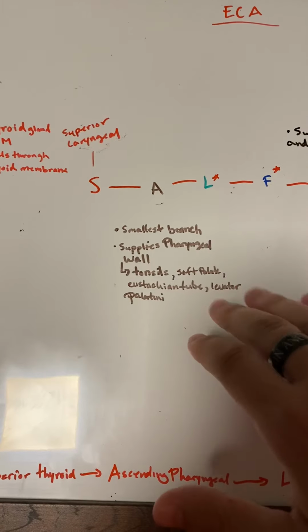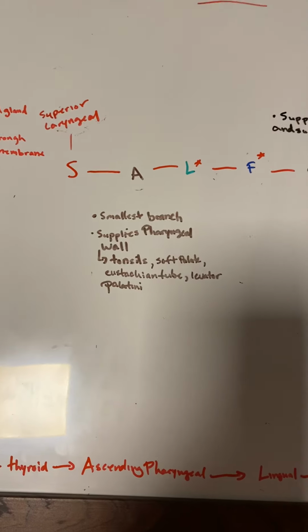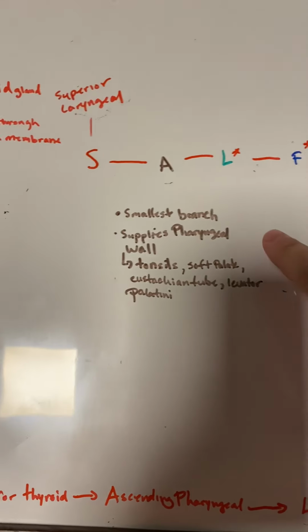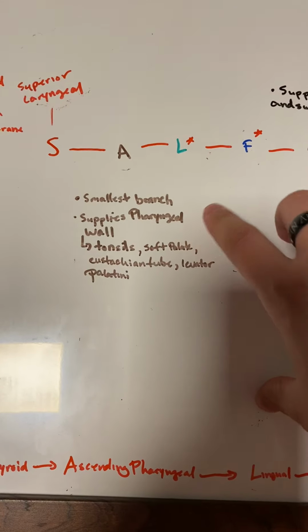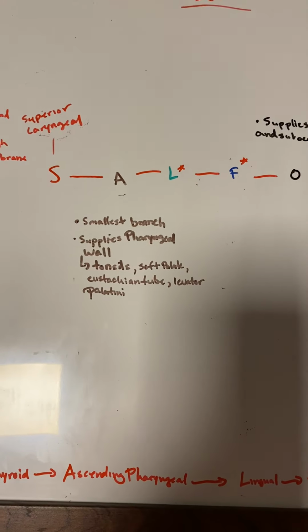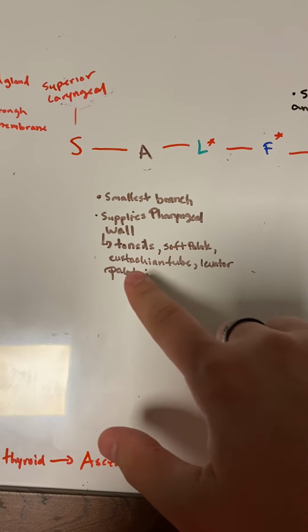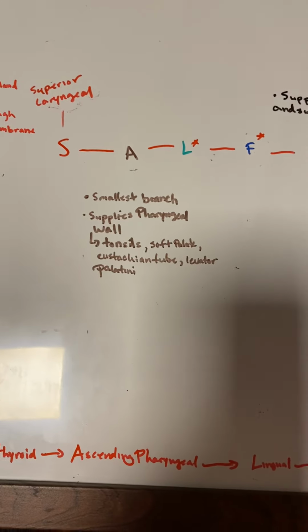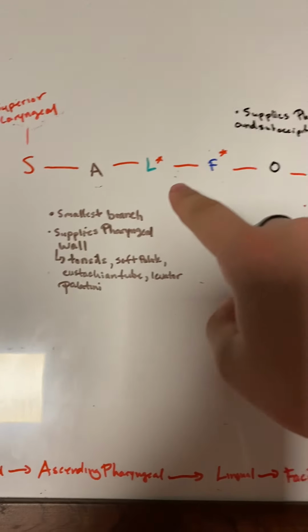Okay, so this brown, which is kind of an ugly brown, it's the ascending pharyngeal. And what would you know that it supplies? The pharyngeal wall. So think of your pharynx, and during those lectures, what's in there? Your tonsils, your soft palate, your eustachian tube, and the levator palatini. Really, that's, honestly, all you need to know on that.